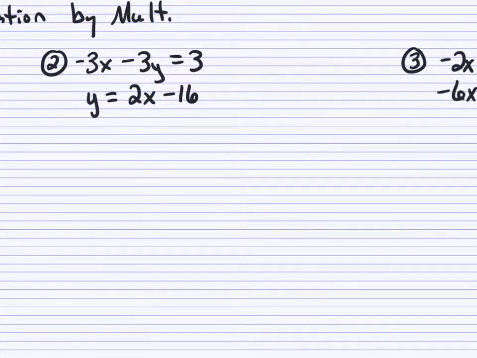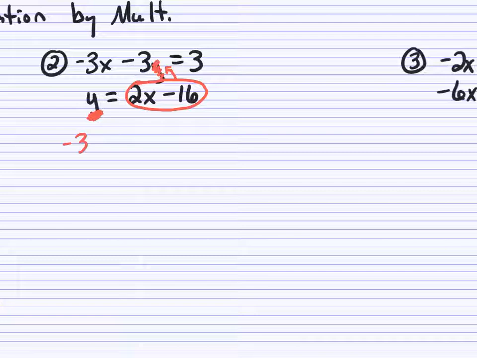All right, number 2. What's the best method for solving this one? Substitution, because we have a y all by itself right there. Since that y is by itself, we scribble out his twin, this y up here, and we put in something of equal value, which is a 2x minus 16.